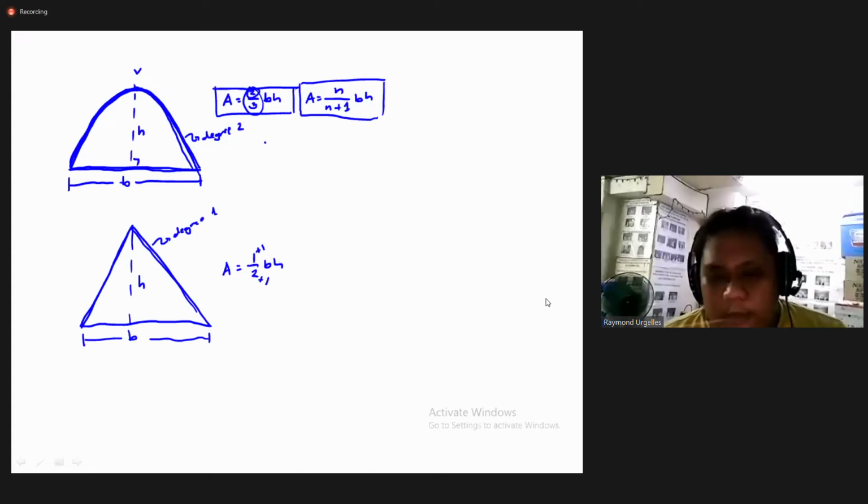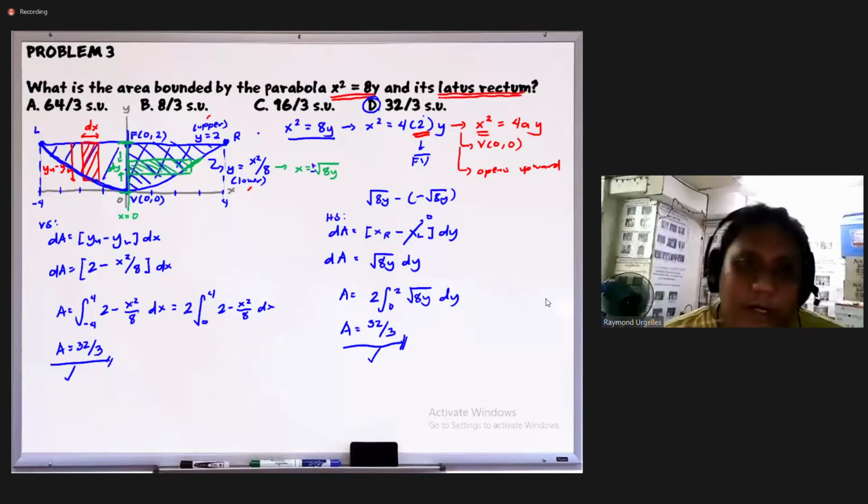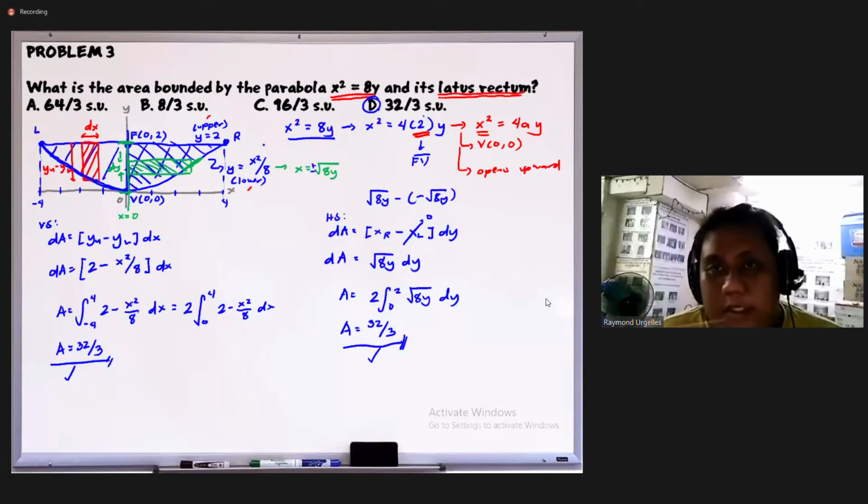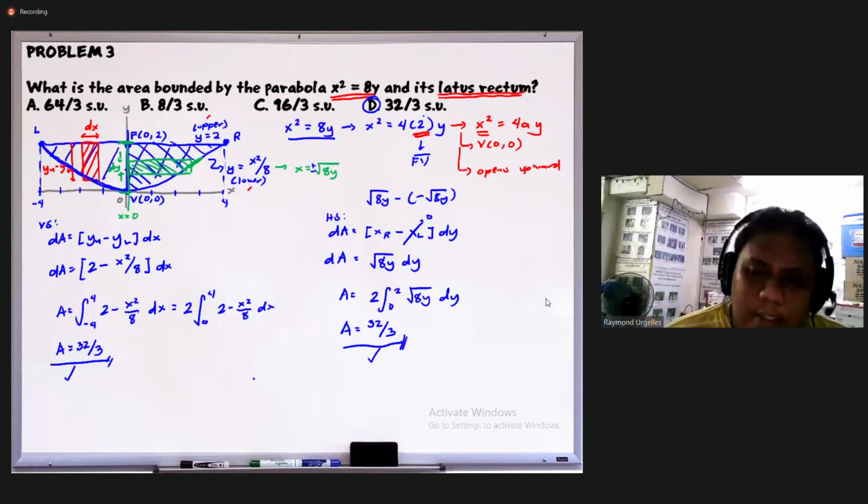Isa yun sa mga memoryahin nyo kasi madalas yung lumabas sa board exam. Parabola, area ng parabola, madalas nyo yung magagamit pagdating sa board exam. So kaya I-suggest memorize nyo yung 2/3 base times height. Madali lang naman tandaan, diba?